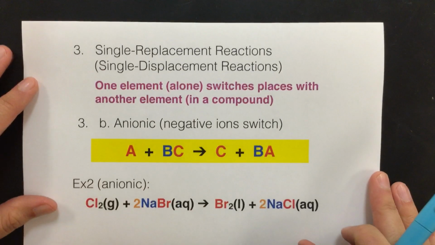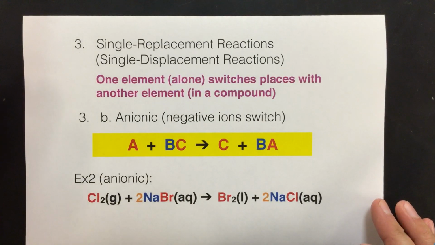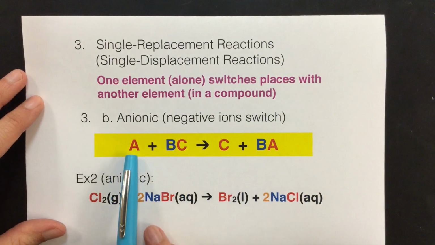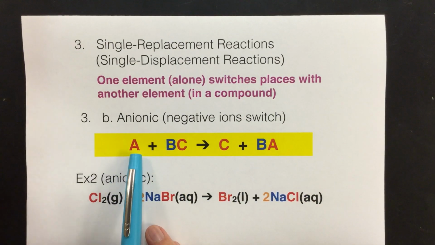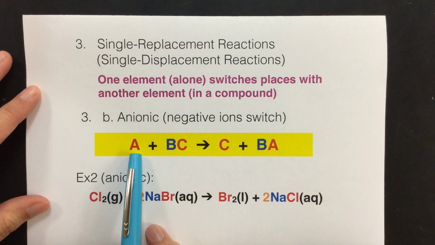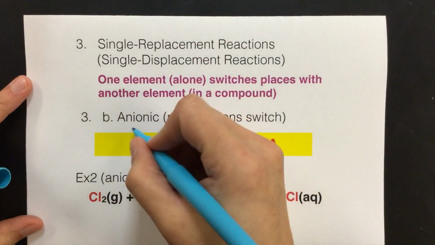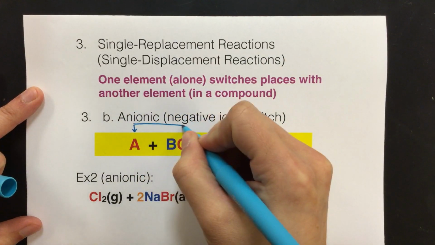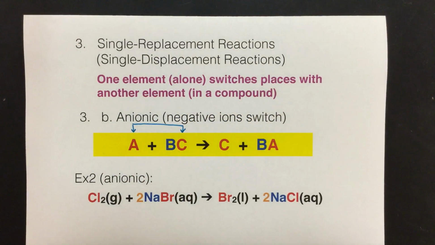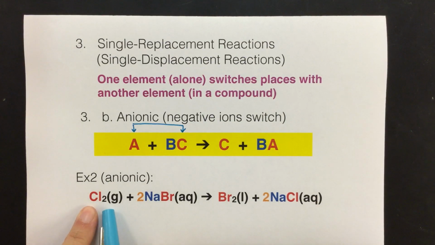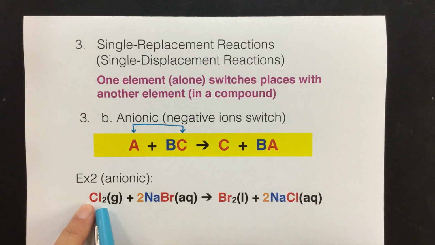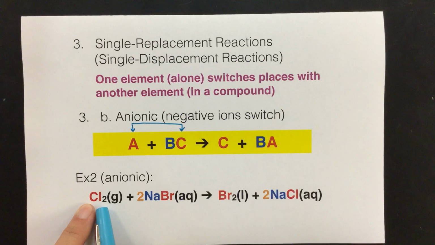The other type of single replacement is anionic. This will happen when the element that's by itself will turn into an anion, or a negatively charged ion. So when it goes to switch places with something in the compound, it needs to switch places with the negative ion. An example of this would be something like chlorine. When chlorine becomes an ion, it will turn into chloride, which has a negative charge.